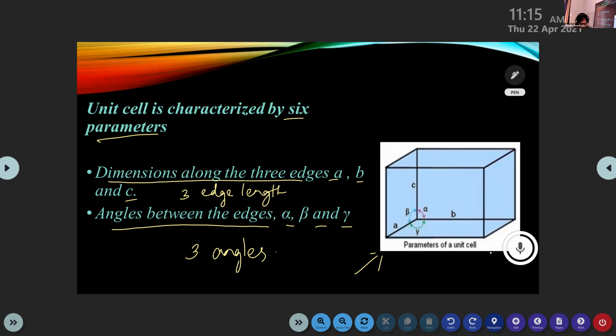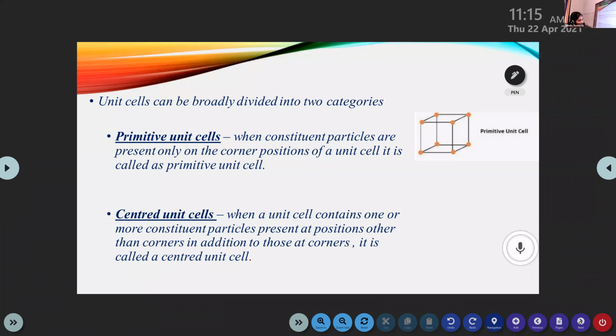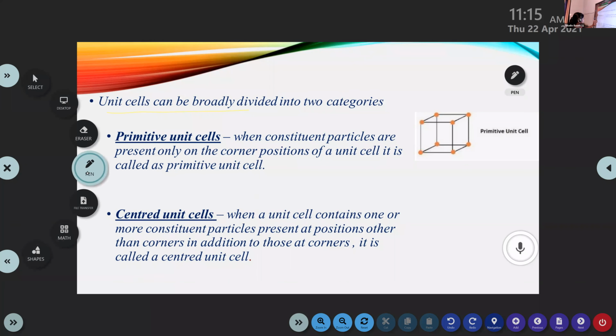Achyut, is this clear? Yes, ma'am. Yeah, in the case of a cube, it is 90 degrees. So shall I move to the next one? Yes, ma'am. So based on this, we can classify unit cells into 2 categories. Unit cells can be broadly divided into 2 categories.